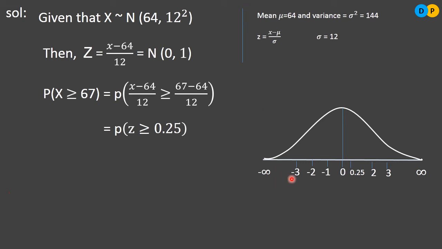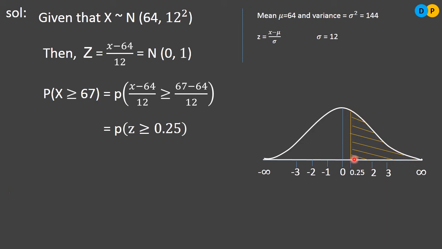Let us understand it using the normal distribution curve. Please notice here, this is the complete area under the curve. What I need to find is the area from 0.25 towards infinity. I am moving in this direction, towards the positive x-axis. So I need to find the probability of the standard normal variate z taking a value greater than or equal to 0.25, towards infinity, not towards this side. I need to find this complete area.